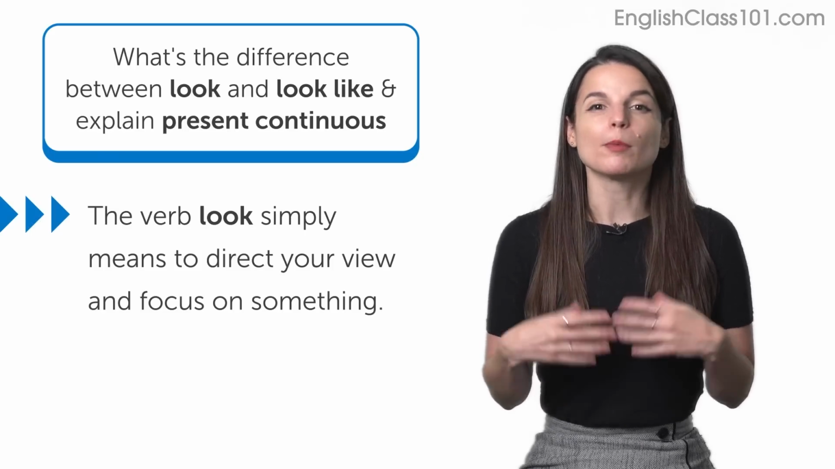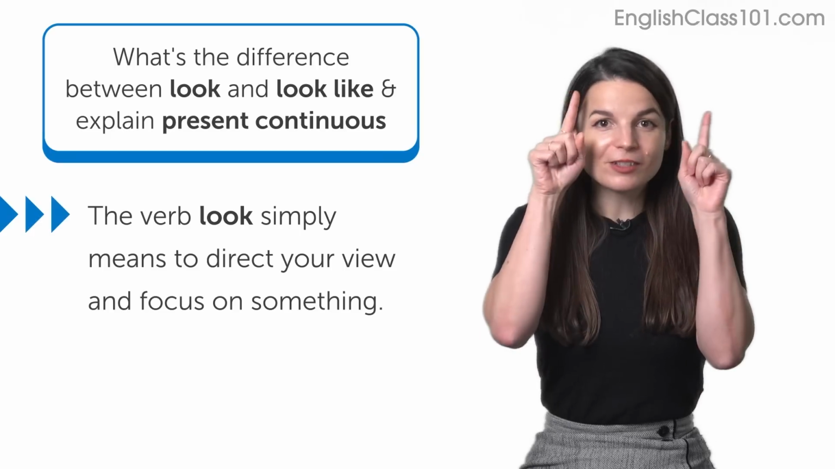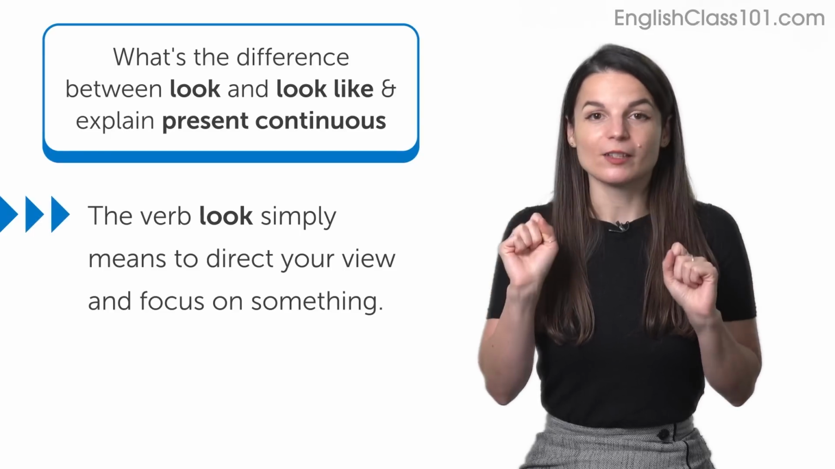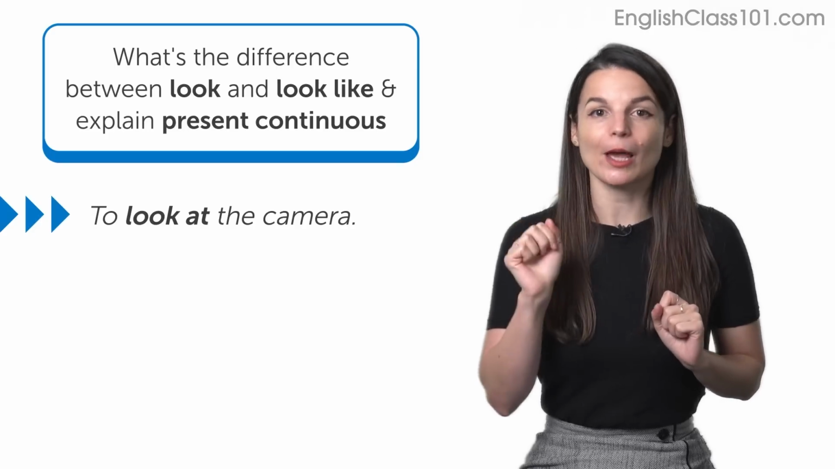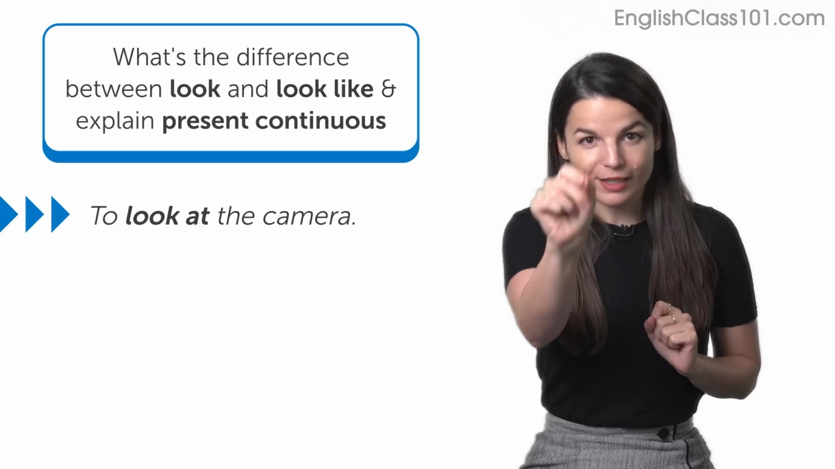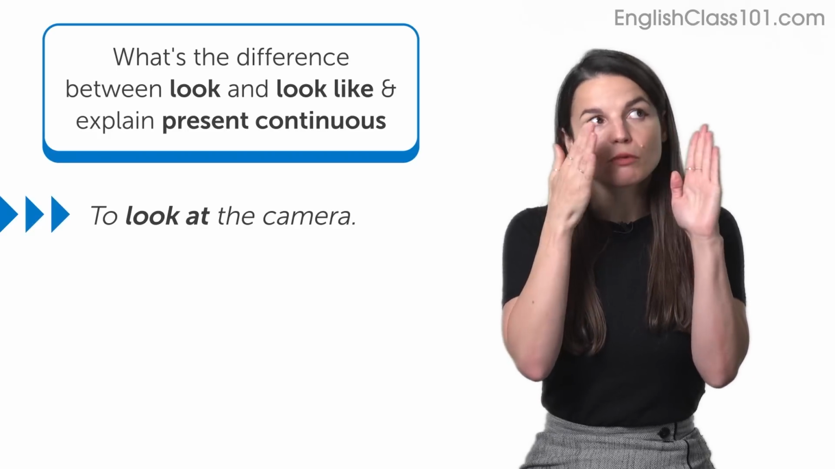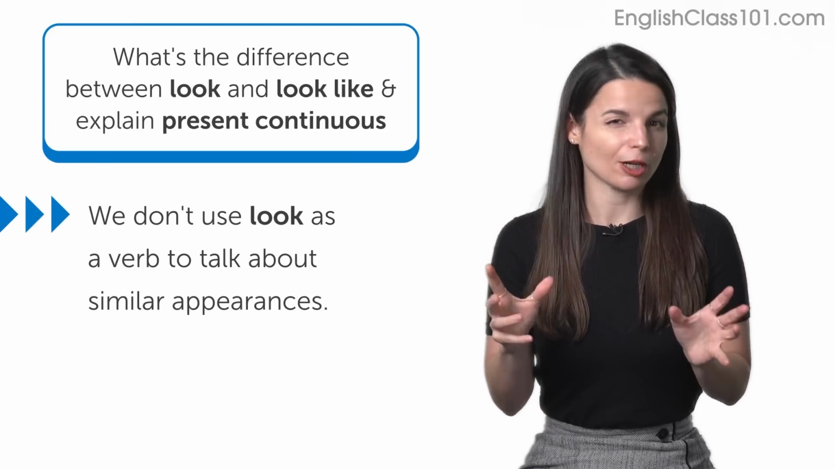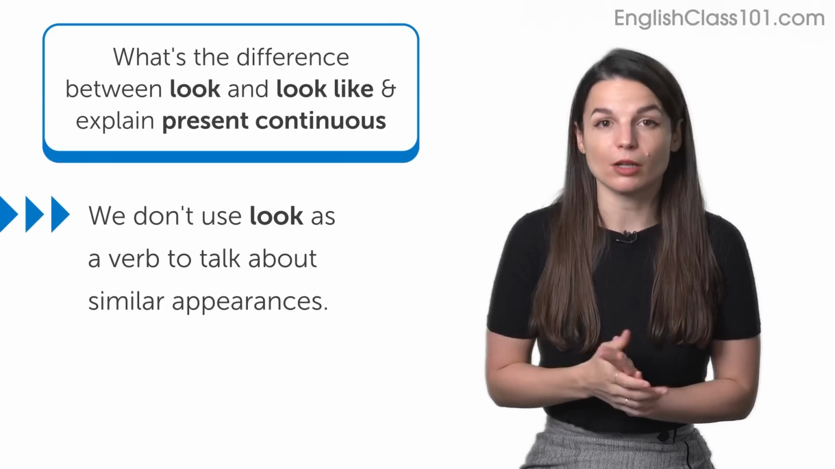When we use the verb look, however, it just means to direct your eyes or to move your eyes in a specific way. So for example, to look at the camera means to move your eyes toward the camera, to shift your focus toward the camera. So it means to move your eyeballs in a certain direction. We don't use look as a verb to talk about similar appearances.